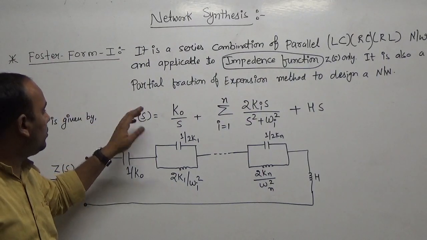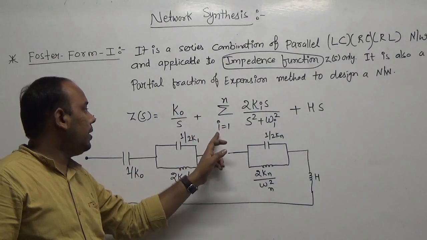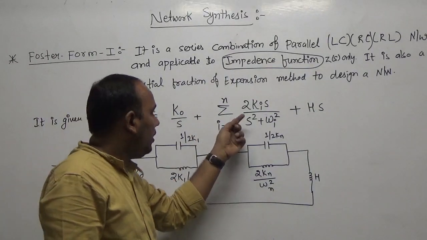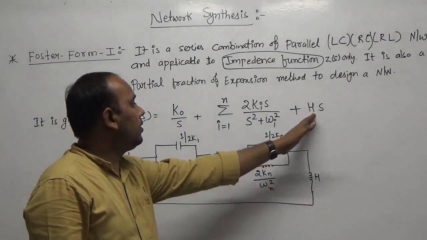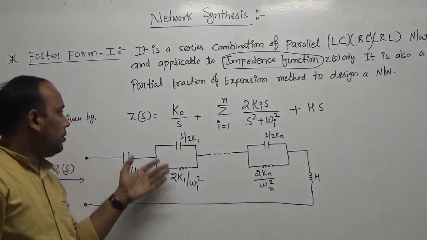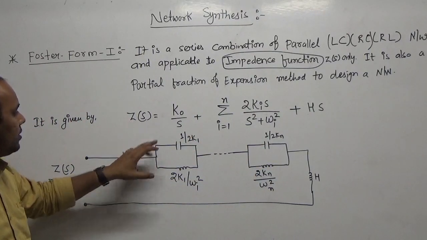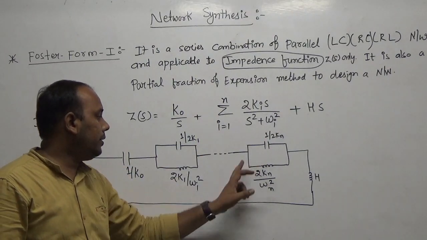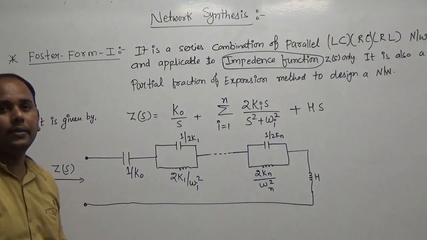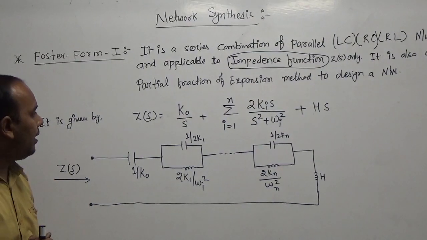So Z(S) is given by Z(S) is equal to K0 upon S plus the summation of i equals 1 to n of 2Ki S upon S square plus omega i square, plus H(S). If we incorporate this in the diagram, you will see this is LC parallel up to the N point. So we can say that it is just a series combination of parallel LC circuits.